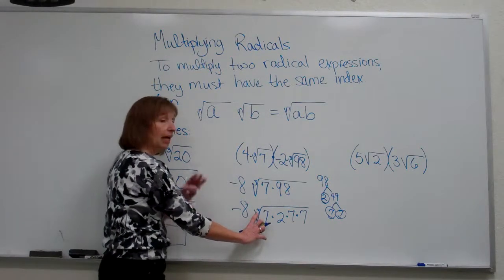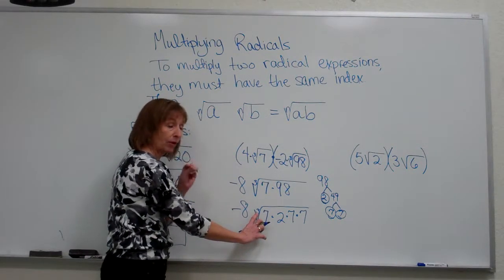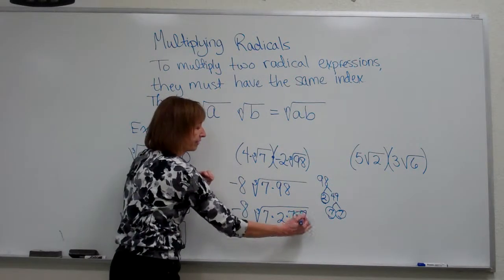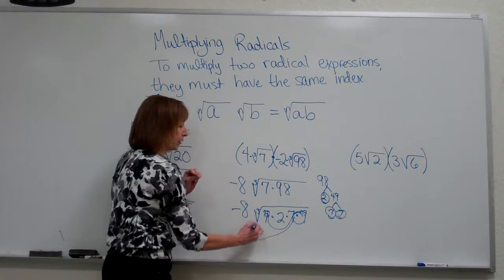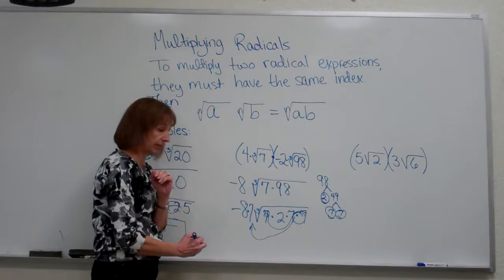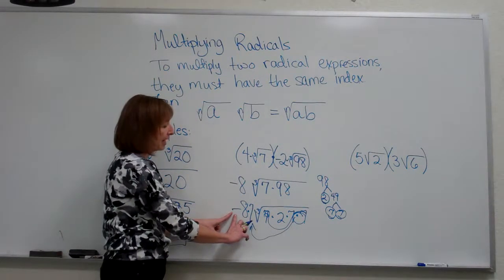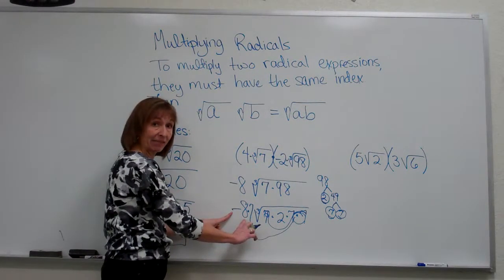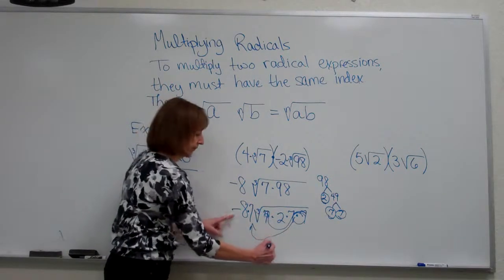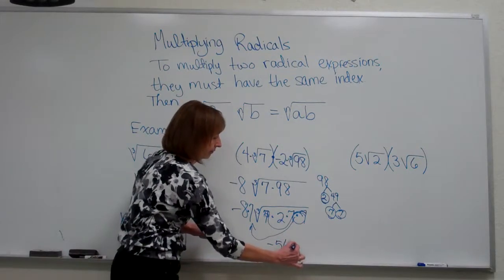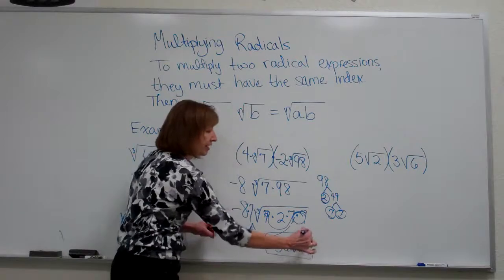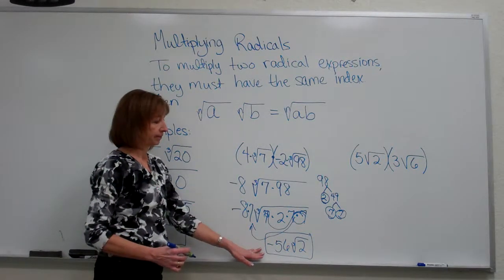Now, under a cube root, I need 3 identical factors if I'm going to be able to bring that number out. I have 3 identical factors of 7, so I can bring a 7 out, and it comes out and multiplies to the factor that's already in front. So -8 times 7 is a -56 times the cube root of 2. For the simplified form of that answer.